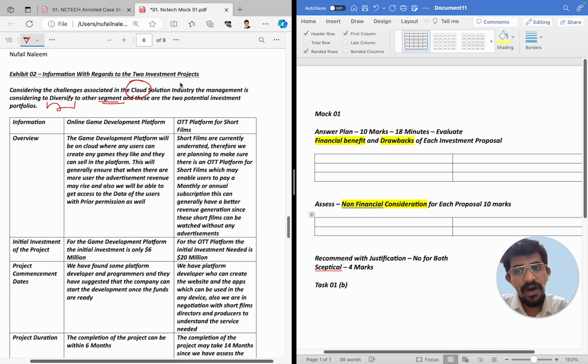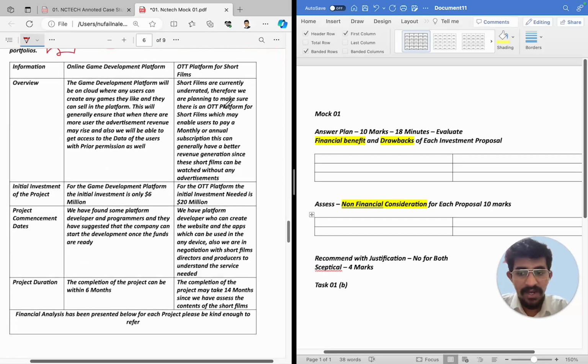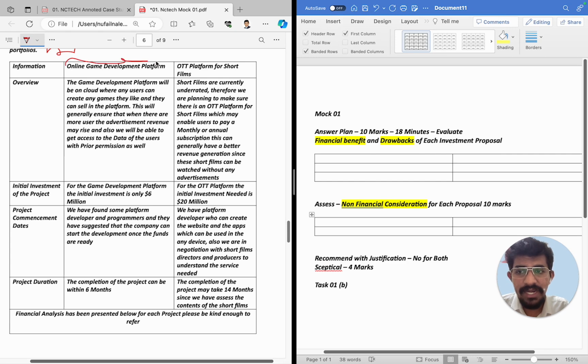Now, students, if you observe in the pre-seen material, they already mentioned that we are at a flux. So, there is a situation of two investment proposals to be considered. Now, these are the information given. One is the online game development platform and OTT platform for short films only.